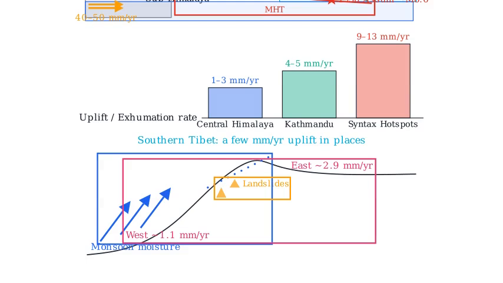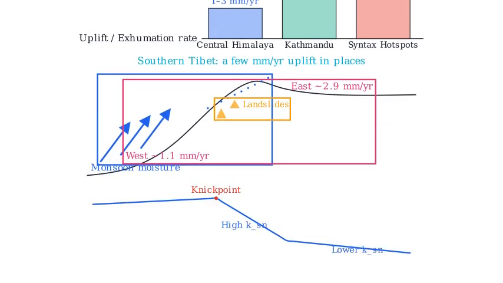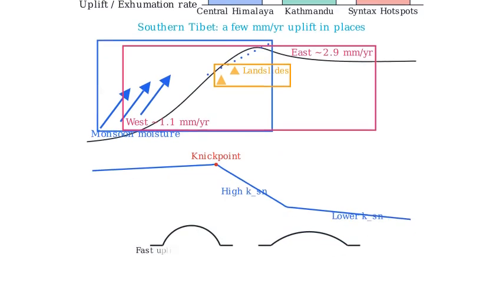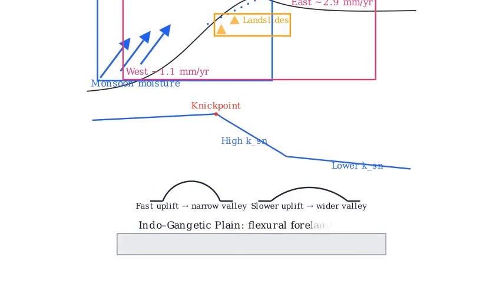Rivers and valleys record uplift. Where uplift increases, channels steepen and form nick points. Faster uplift also narrows valley floors, carving deep V-shaped gorges. South of the range, the Indo-Gangetic Plain is a flexural foreland basin that stores eroded sediment.